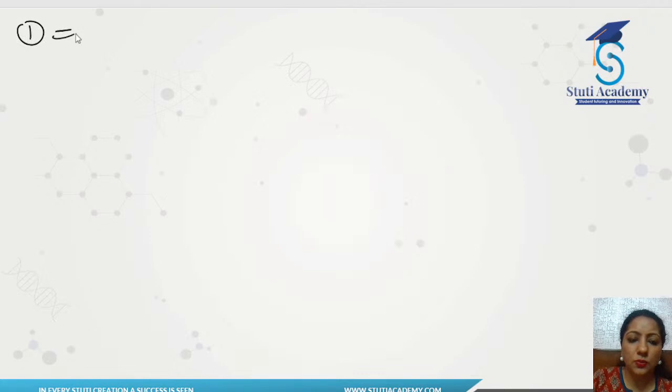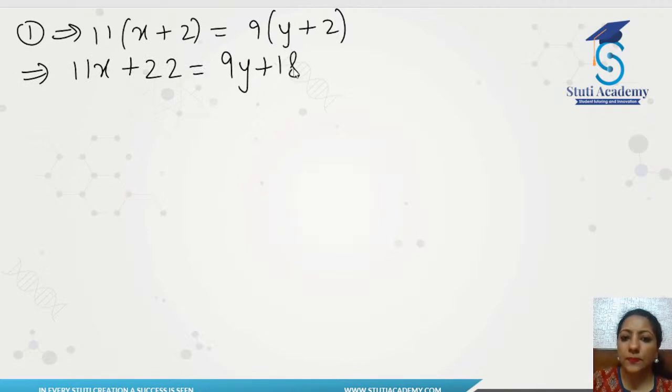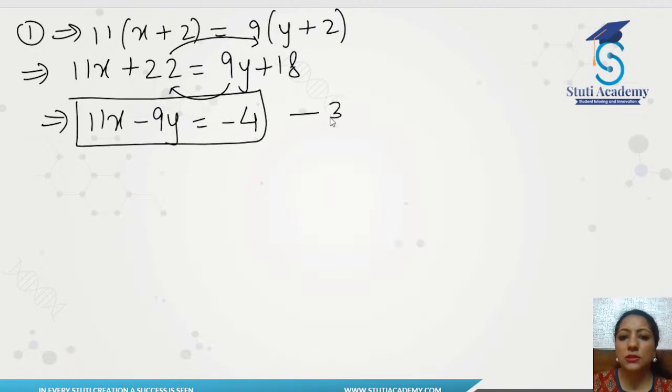So we'll get from the first equation 11 times (x plus 2) is equal to 9 times (y plus 2). Let's simplify this. We will get 11x plus 22 equal to 9y plus 18. This I'm going to take here. I will get 11x minus 9y. 22 I'm going to take on the right hand side. I will get 18 minus 22. That's actually minus 4. So instead of the first equation, I will now be using the third equation.